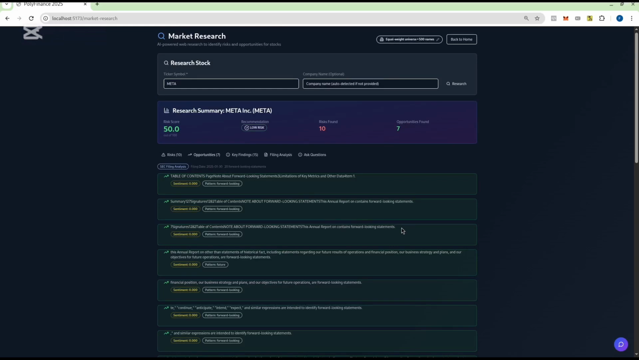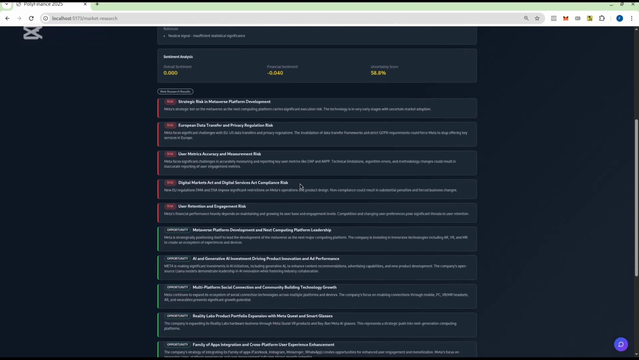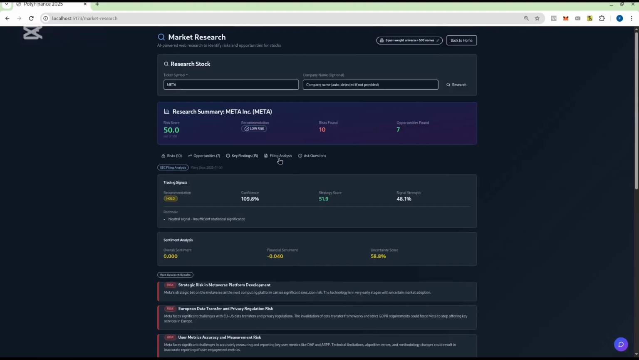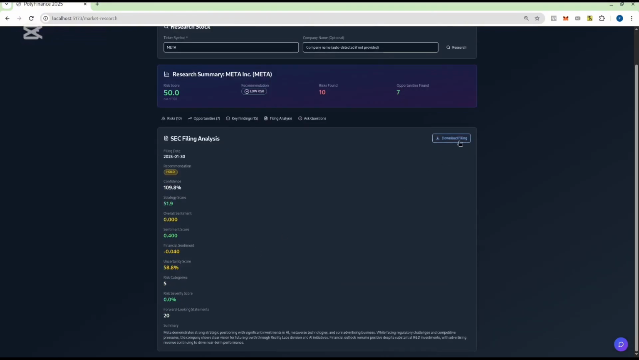So we say forward-looking statement. This annual report contains forward-looking statements. It's a good thing because Meta is talking about the improvements that they will make in the next quarters. We also have some key findings, also derived from the web and the SEC filings, as you can see. And we also have the filing analysis, so you can download the filing that we analyzed.